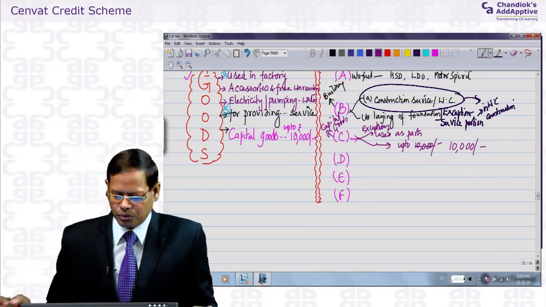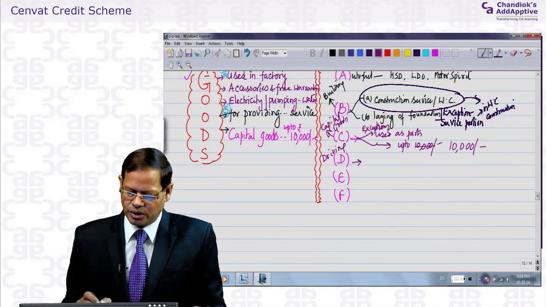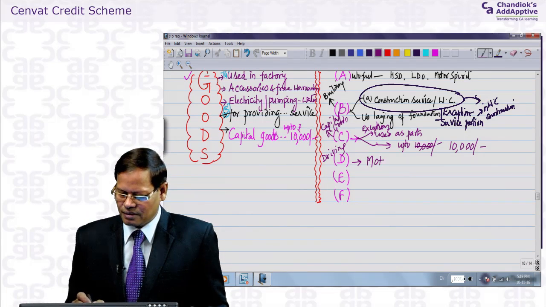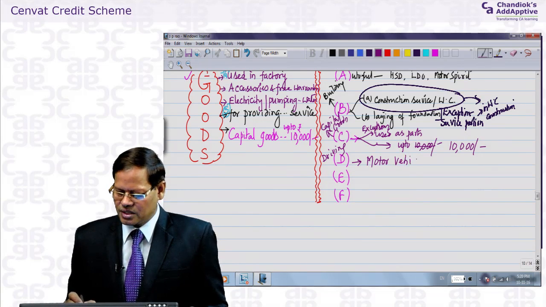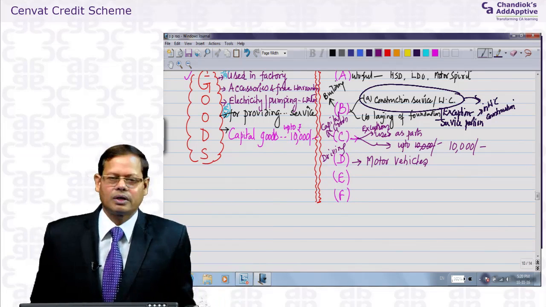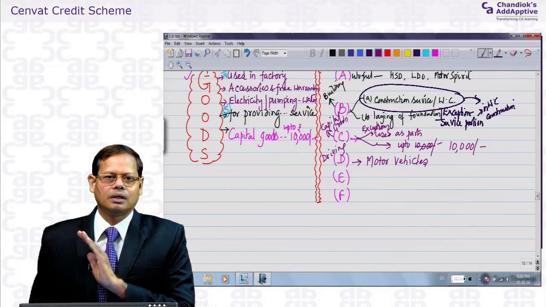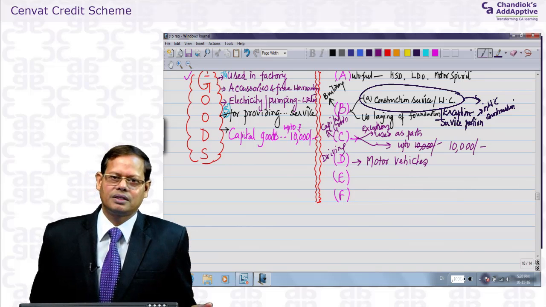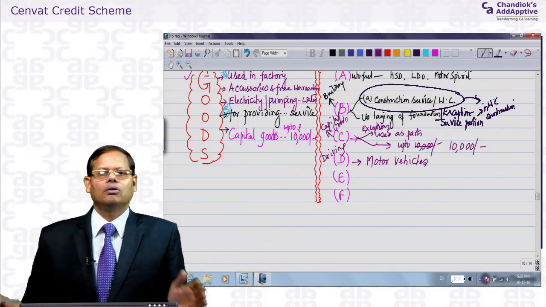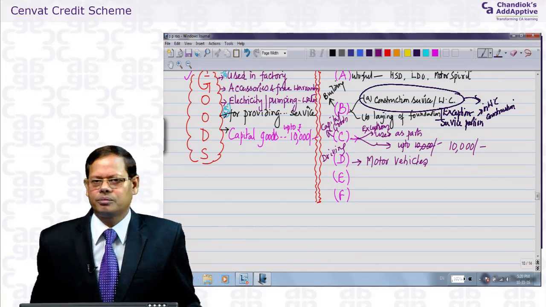So, C for capital goods and D for driving. I used the technique clue word driving, because D is talking about motor vehicles. Motor vehicles in any case by any standard cannot be treated as inputs, not at all, totally dismissed. Motor vehicles are not inputs, whether it is capital goods under the definition of capital goods or not. Simply they have written motor vehicles means all motor vehicles, they are not inputs.